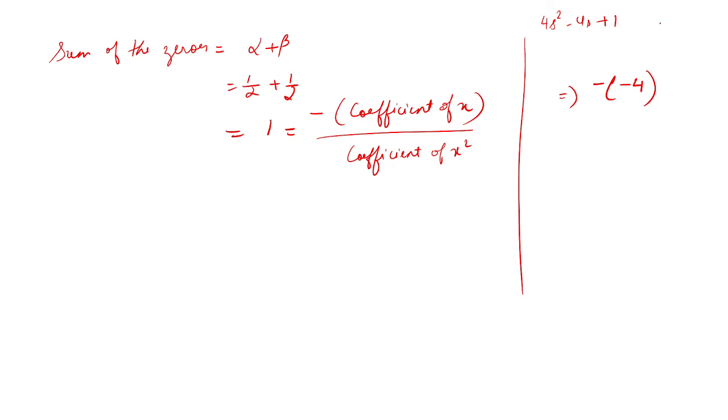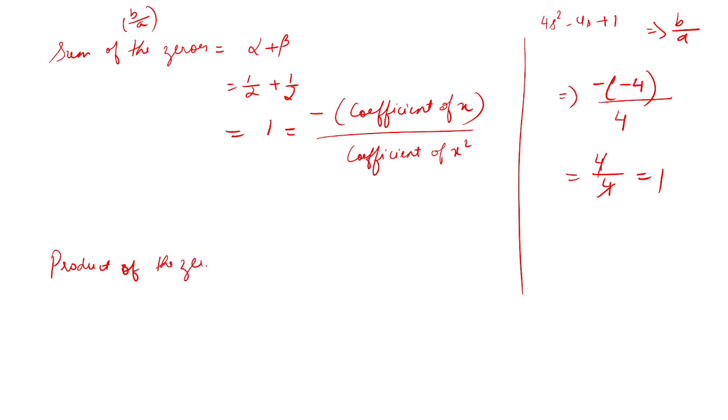If you're very confused, the formula is minus b by a for the sum of the zeros, okay? So b is minus 4, and what is a? 4. So minus into minus plus 4 by 4. So yes, it's 1. So that's correct, okay? Now let's go with the product of the zeros. So the product of the zeros is alpha into beta. So half into half is 1 into 1 is 1, 2 into 2 is 4.